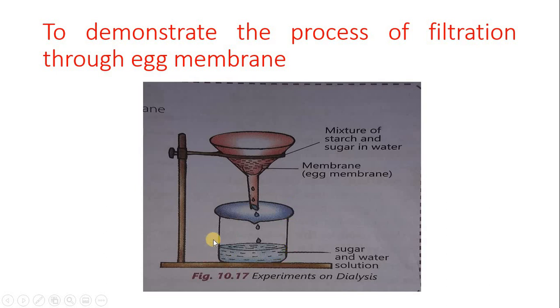Now we pour the mixture of starch and sugar in the funnel over the egg membrane, taking care that the mixture does not overflow. Now the water along with the dissolved sugar comes out in the beaker placed under the funnel, and the starch is held back over the egg membrane. In the same way, blood is filtered in the dialyzer or even in our kidney.